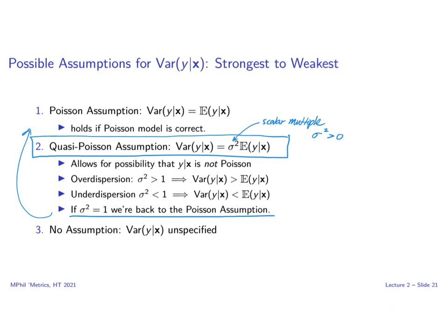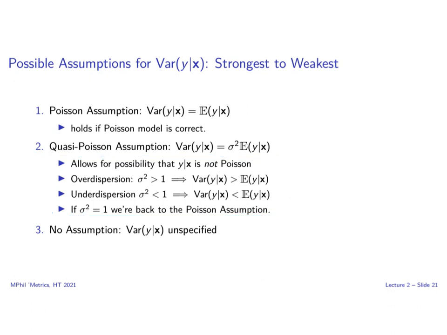The weakest possible assumption that we can make is no assumption at all. So we'll also consider what happens if we leave the variance of y given x totally unspecified.